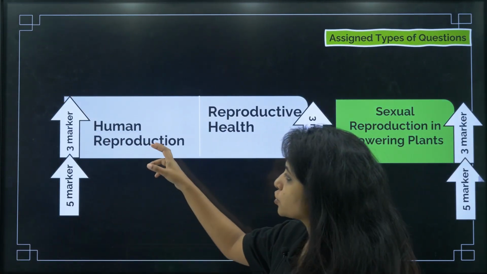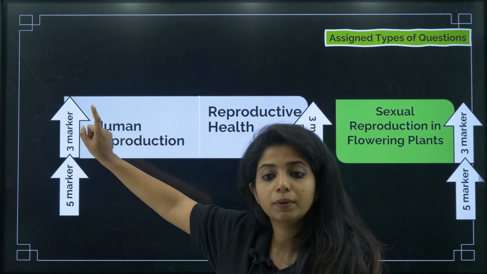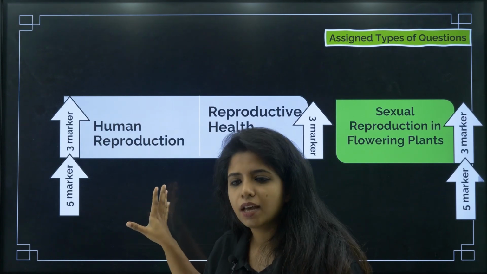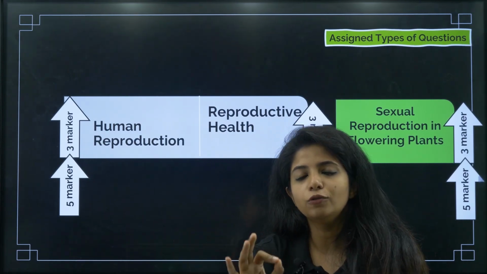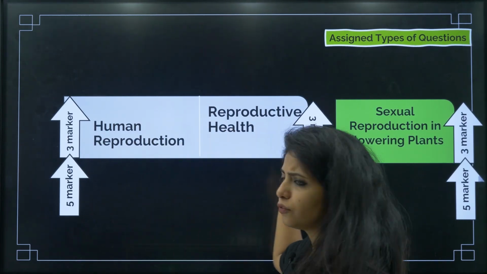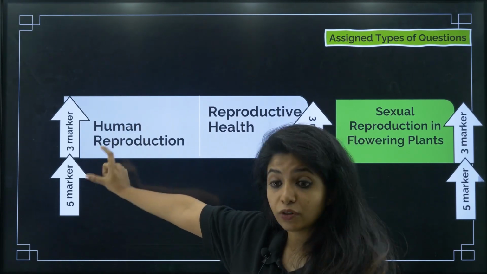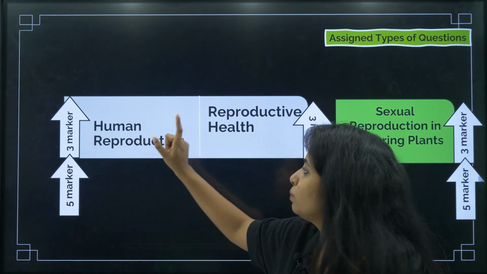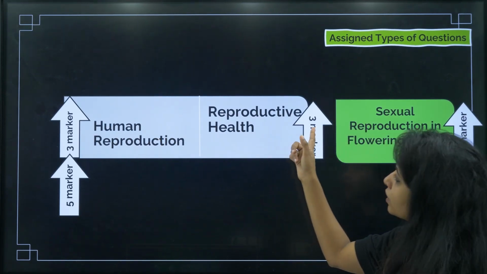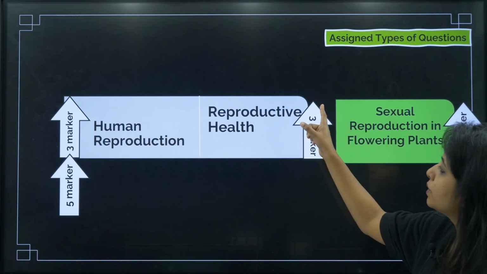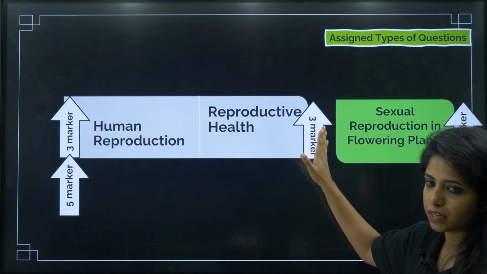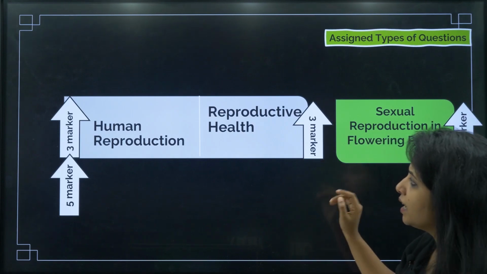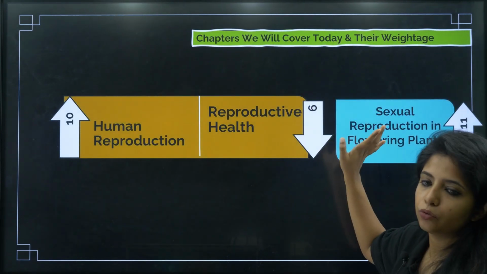Children, from human reproduction, for sure there will be a 3 marker question and a 5 marker question. I didn't mention MCQs because anyway you have to tackle them. MCQ questions will be there for all the chapters. But I'm specifically saying a 3 marker question will definitely be there from human reproduction, and a 5 marker question from human reproduction again. Reproductive health would not give you a 5 marker question, but it will give you a 3 marker question. Apart from that, it can give you MCQs, such that in a way 6 marks will be given to this chapter.